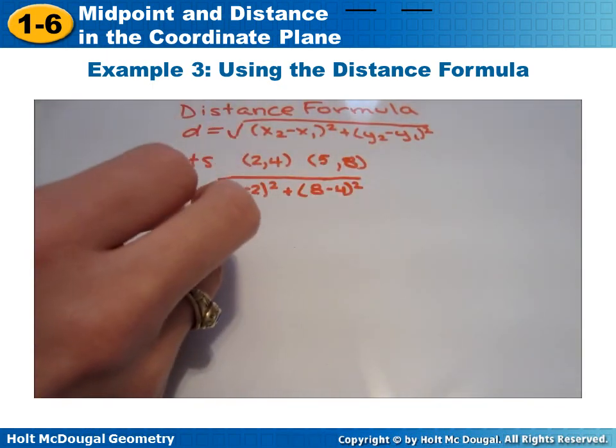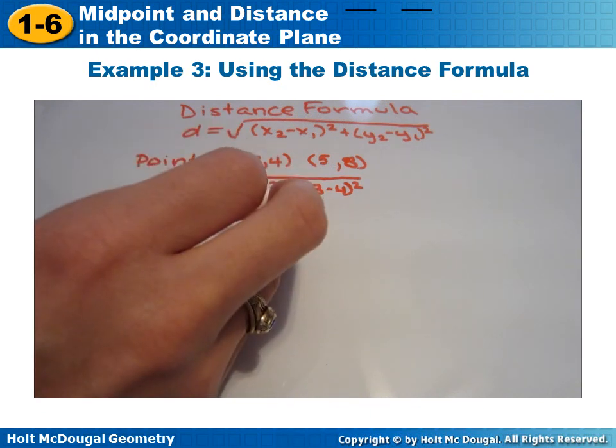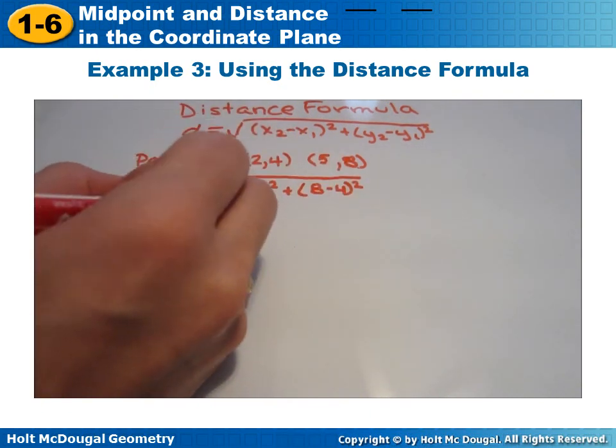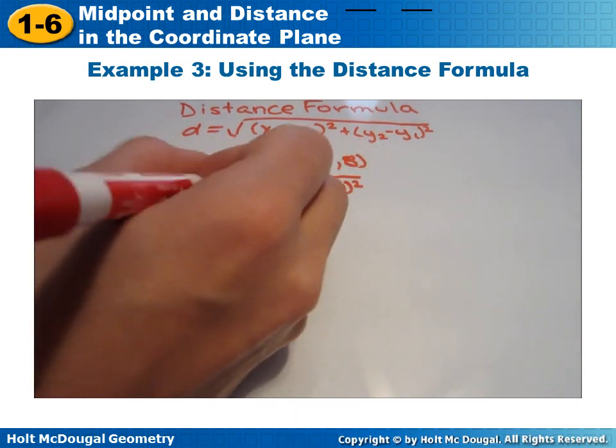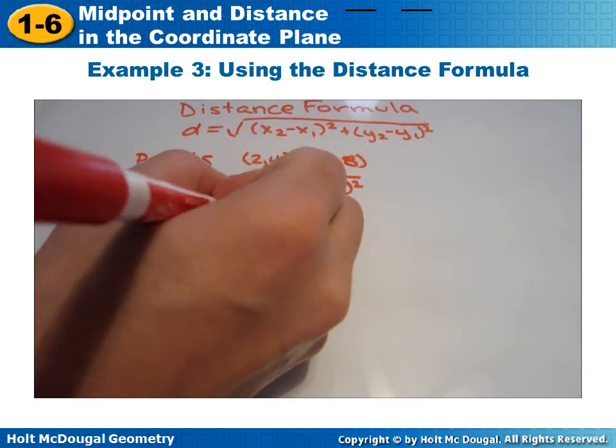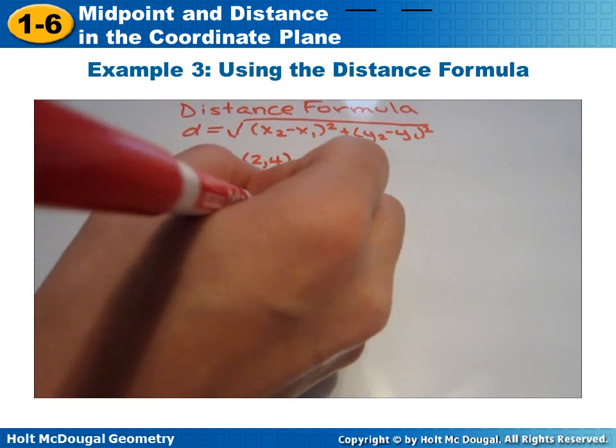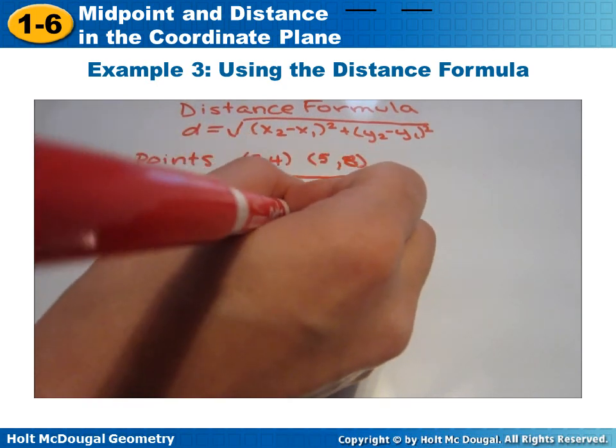Okay, so we subtract our x's and square it, and subtract our y's and square it. So now we have distance equals the square root of 5 minus 2 is 3, so that'll be 3 squared, plus 4 squared.